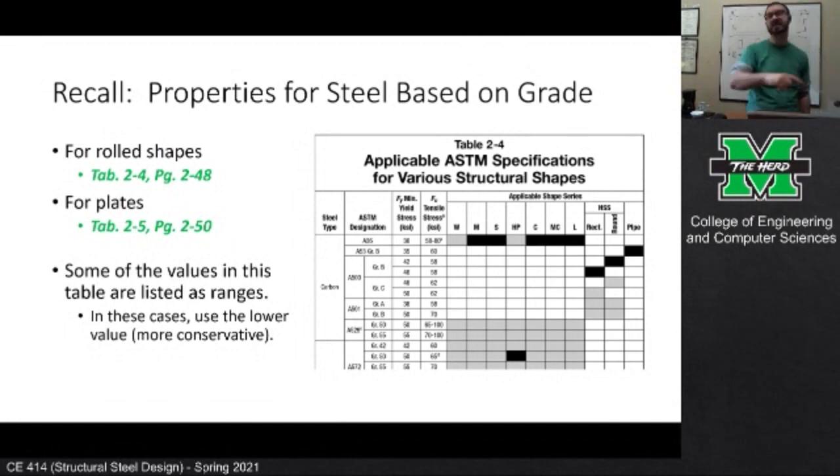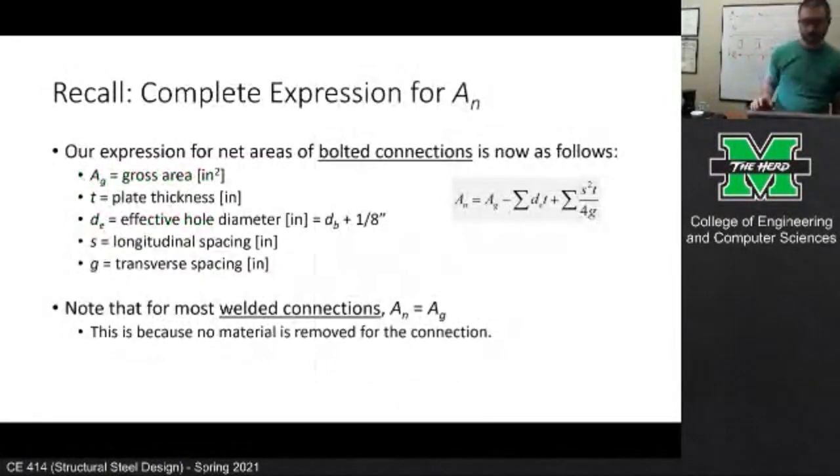So today we are using this table. Based on the grade of steel that we're looking at, we are going to need the Fy and the Fu value, the yield stress and the tensile stress. Remember that whenever there's a range, you always use the lower value because that's the one that's most conservative.